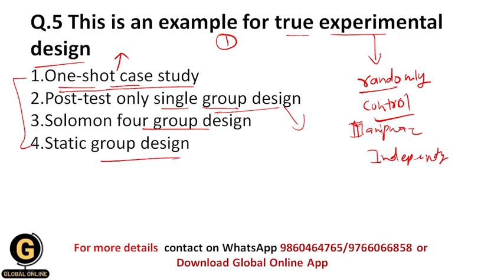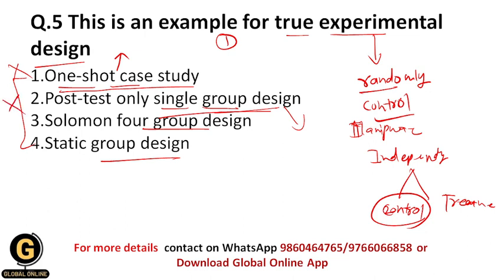But within the one shot case study, there is only a single group of test units, and the most important thing in true experimental research design is that we are going to use two groups, among which a control group is there and a treatment group is there. But in the one shot case study we are going to use only one group, a single group, and that's why this is eliminated. This is not a true experimental research design. Even in the post-test only single group design, there is only one group, and this is a quasi experimental research design. It is not a true experimental research design, so this is also eliminated.